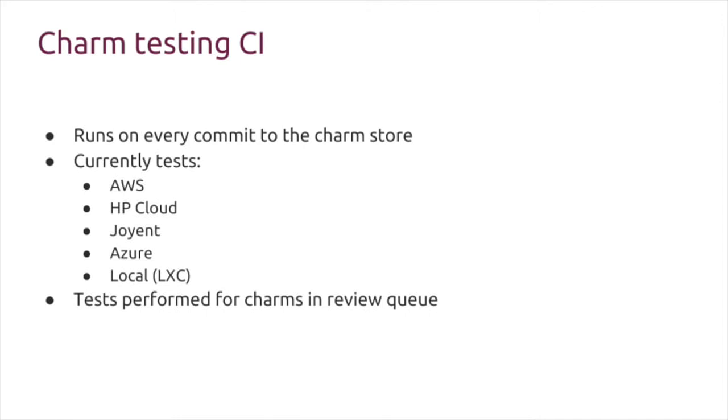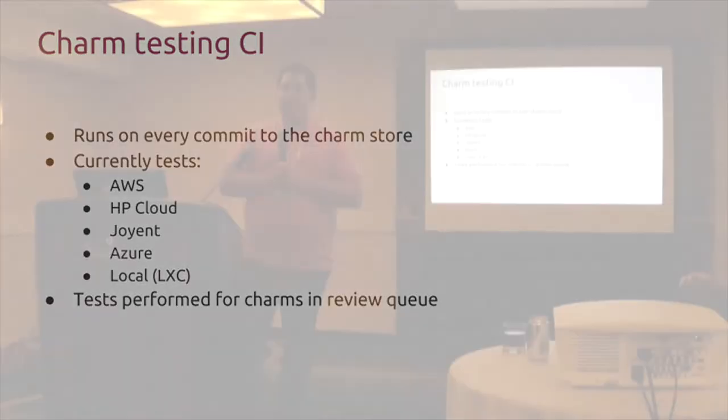So our charm testing CI currently runs against AWS, HP Cloud, Joyent, Azure, and local providers. Right? That's them right there. Those are the clouds that we exercise tests against currently today.